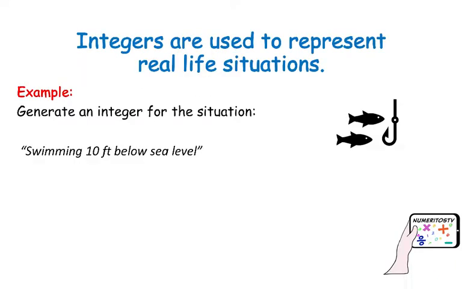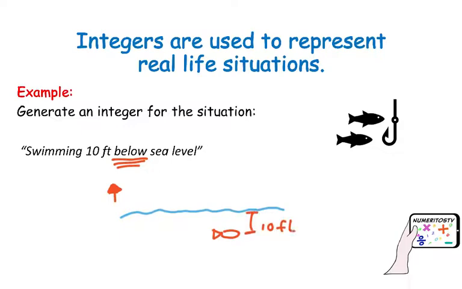Integers are used to represent real-life situations, so let's do some examples. Generate an integer for the following situation: swimming 10 feet below sea level. We are talking about the sea, so I'm going to draw the sea. Anything above sea level, maybe a flying bird, maybe a flying plane, will be considered above sea level. But in this case, you're swimming, or these fish are swimming below sea level. So, I have this fish swimming here below sea level at 10 feet.